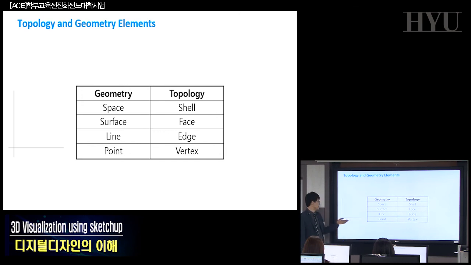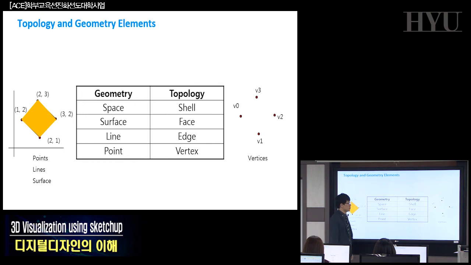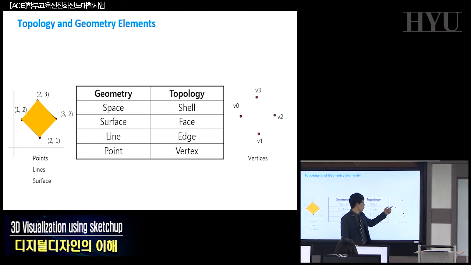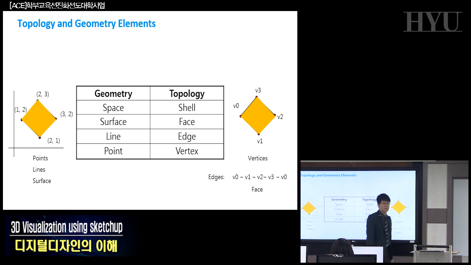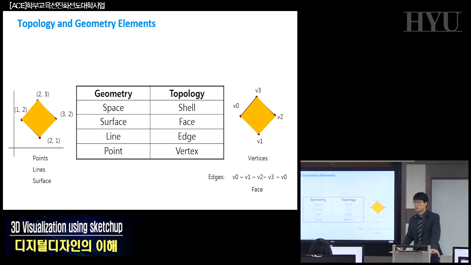For geometry, let's draw this kind of XY plane. Points, 4 points in specific location, lines, surface. They are the terms for geometry. How about topology? 4 vertices, okay, V0 through V3. Their relations, V0 through V0, enclosed. And the final one is face. That is the term under topology.